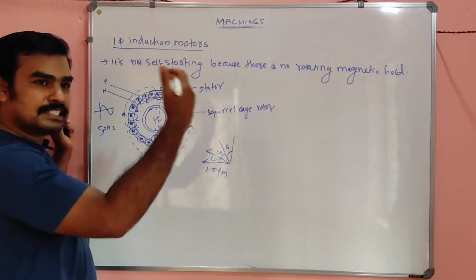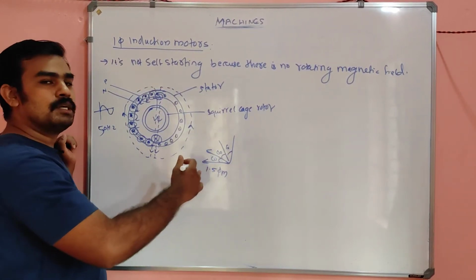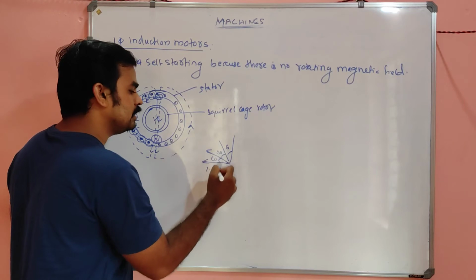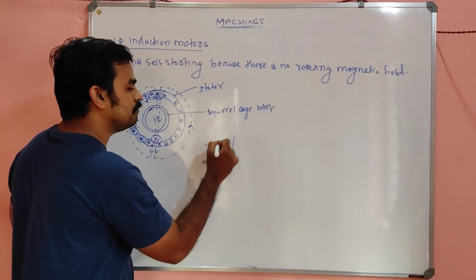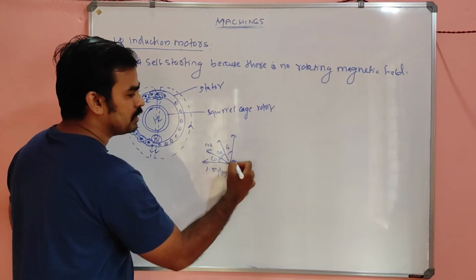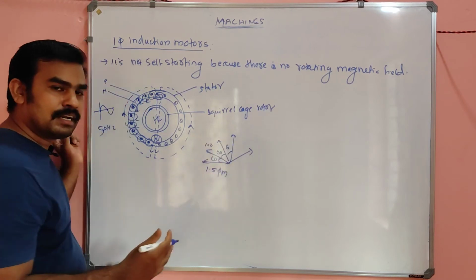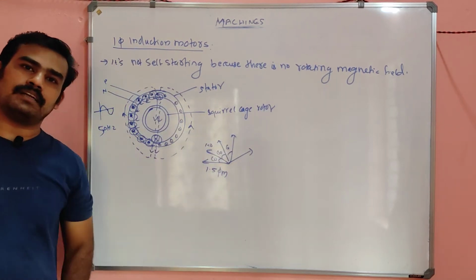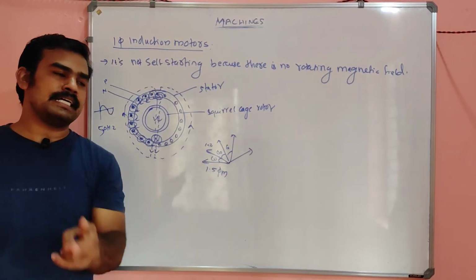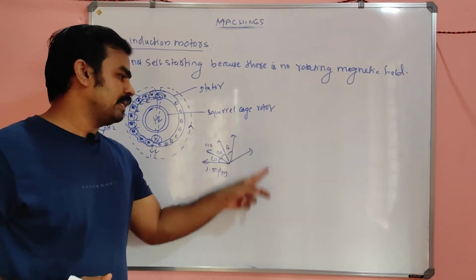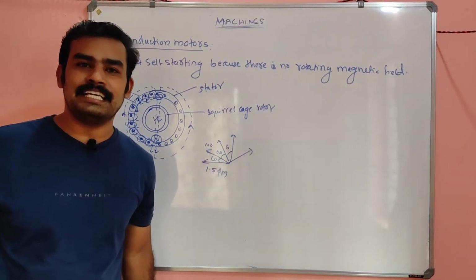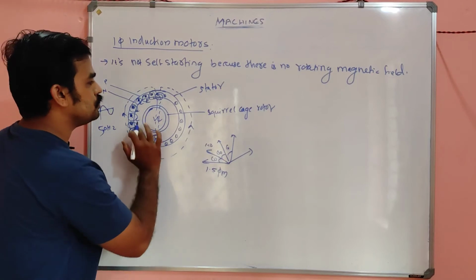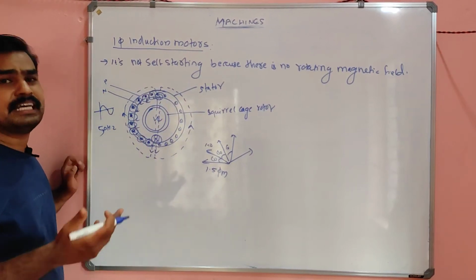Whenever we are moving 60 degrees, the magnetic field also moves 60 degrees. It will cover a complete rotation whenever we are applying a complete AC cycle. When the AC cycle completes, what happened? The flux also completes 360 degrees. But here there is no rotational effect.